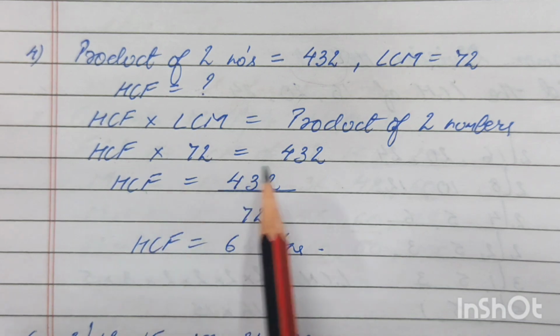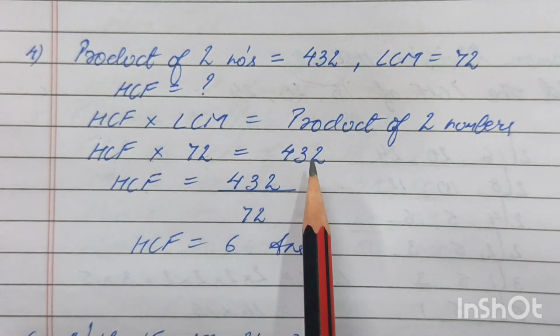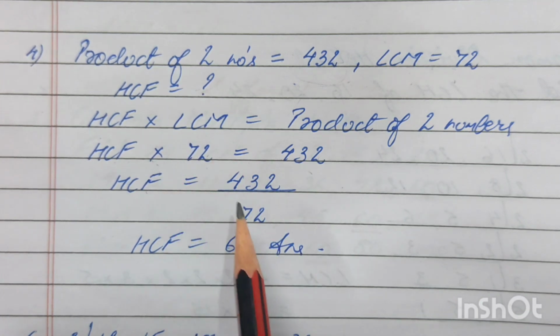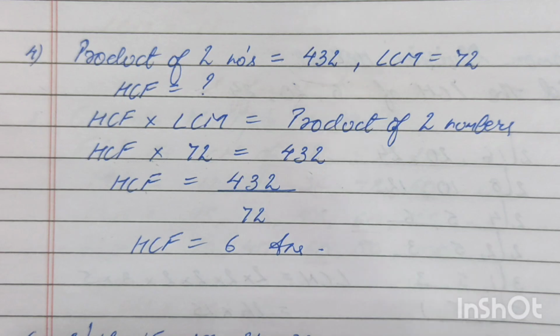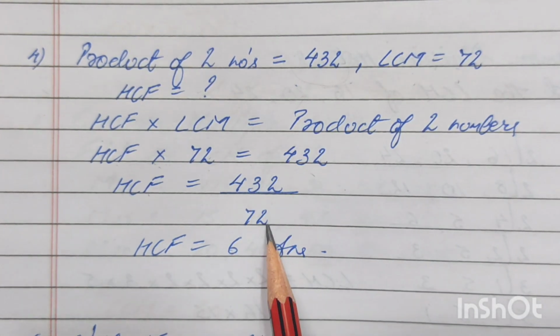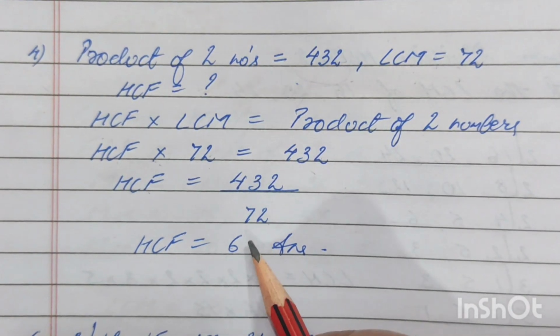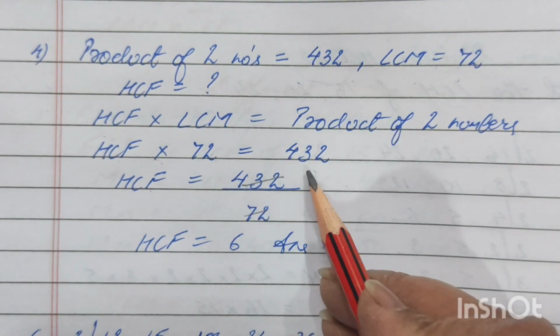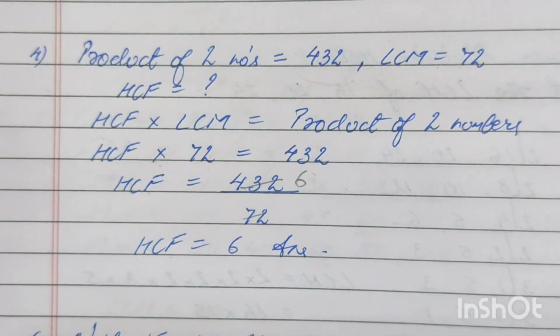Now HCF is equal to, again, this 72 is in division. When it goes to the other side of the equals sign, this multiplication will change into division. Now when you divide 432 by 72, children, you can keep on reducing it by 2. I have straight away done it. 72 will divide 432 6 times. So the HCF of these two numbers is 6.